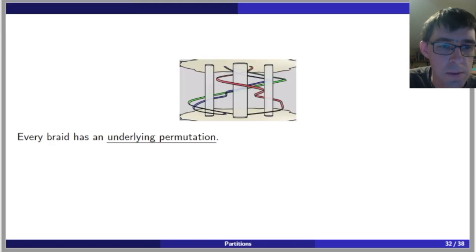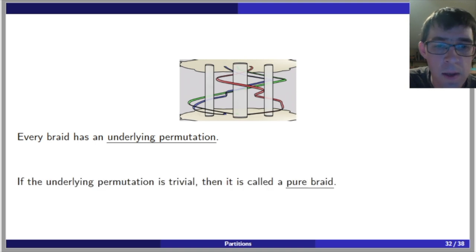All right. One thing that you will notice immediately is that every braid has what they call an underlying permutation. That is, if you just look at where the 3 points start at the top and you follow them down to the bottom and see where they end up, that gives you a permutation of those 3 points. Each one of them ends up somewhere else, or maybe the same place once you get to the bottom. All right. And if the underlying permutation of your braid is trivial, that is, every point starts and ends at the same location at the top and the bottom, then that's called a pure braid.